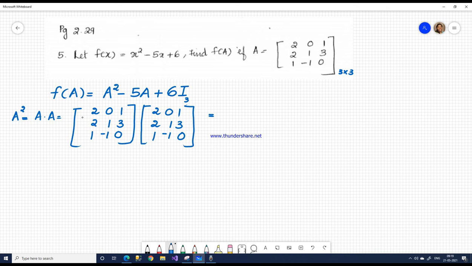So the value will be this row multiplying with this column first, then this column and the third column. So the answer will be 2 into 2 plus 0 into 2 plus 1 into 1. Next is 2 into 0 plus 0 into 1 plus 1 into minus 1.